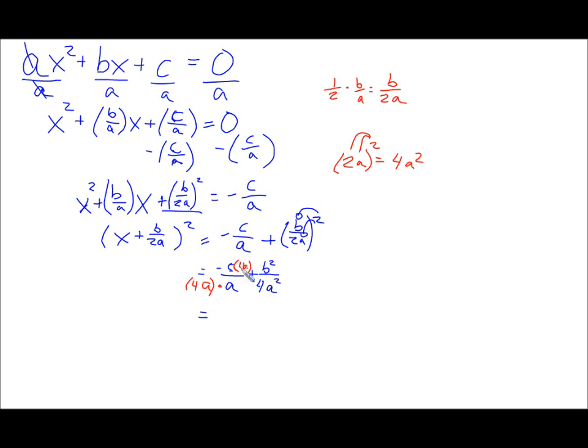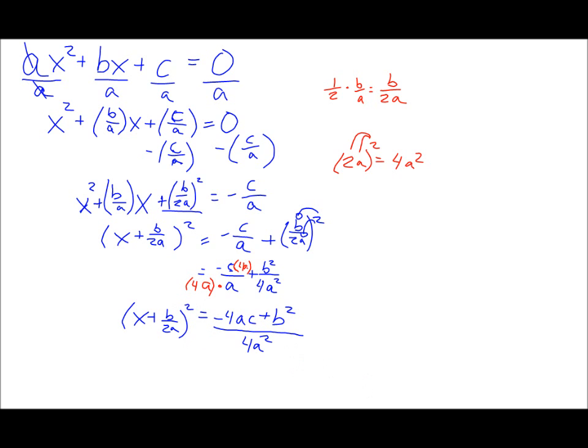Right, so let's rewrite this. This is negative, and let me switch the order here so it looks more like how my end product is going to be. This is just 4 times a times c plus b squared. And it's over one single denominator, 4a squared, the common denominator. Okay, remember that all this is still equal to x plus b over 2a squared. And we're trying to solve for x.